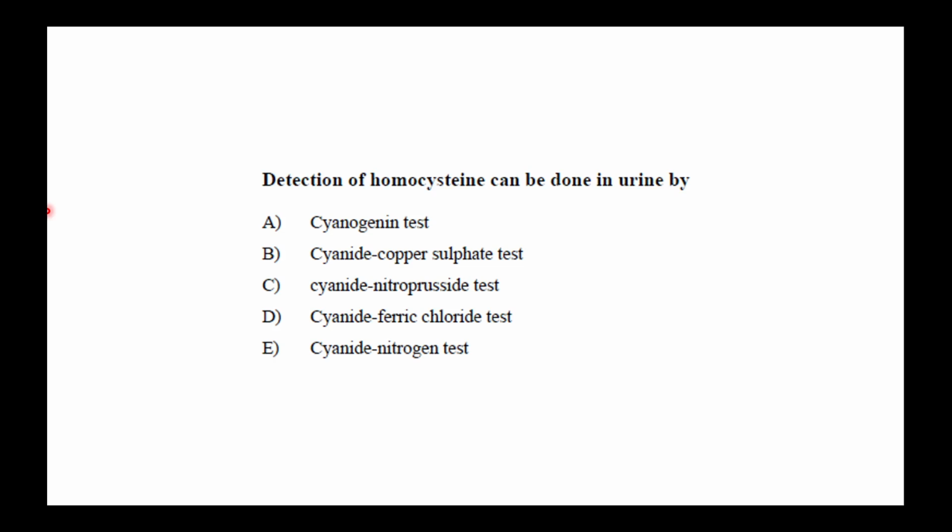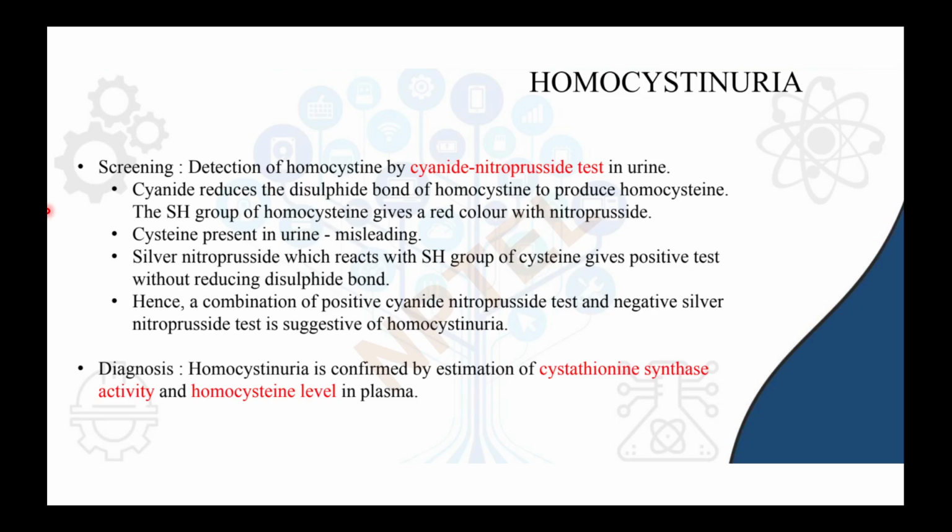You have given the answer option C, cyanide nitroprusside test. That is the correct answer. So I told you homocystinuria is basically accumulation and excretion of homocysteine in the urine. So for screening, we have to detect whether a person is suffering from homocystinuria. We'll try to detect the homocysteine in the urine. So for detecting the homocysteine in the urine, cyanide nitroprusside test is done.